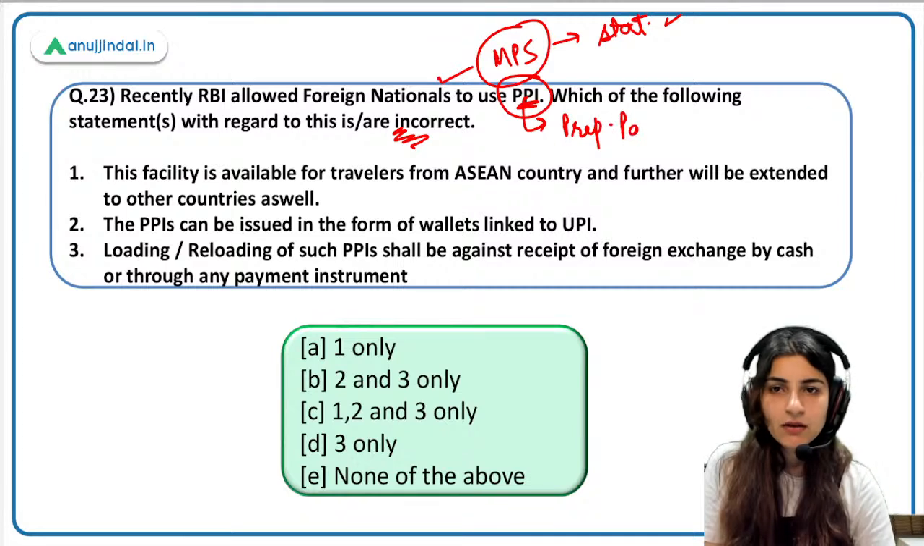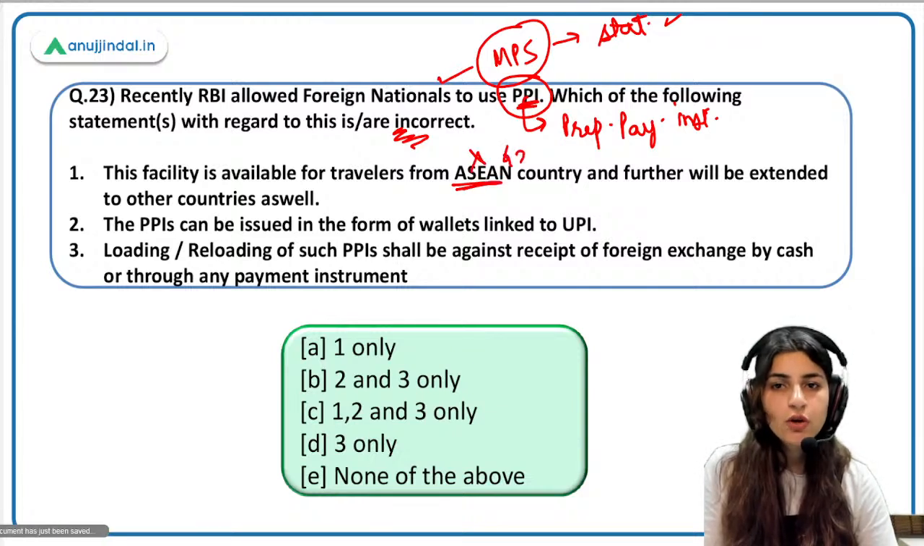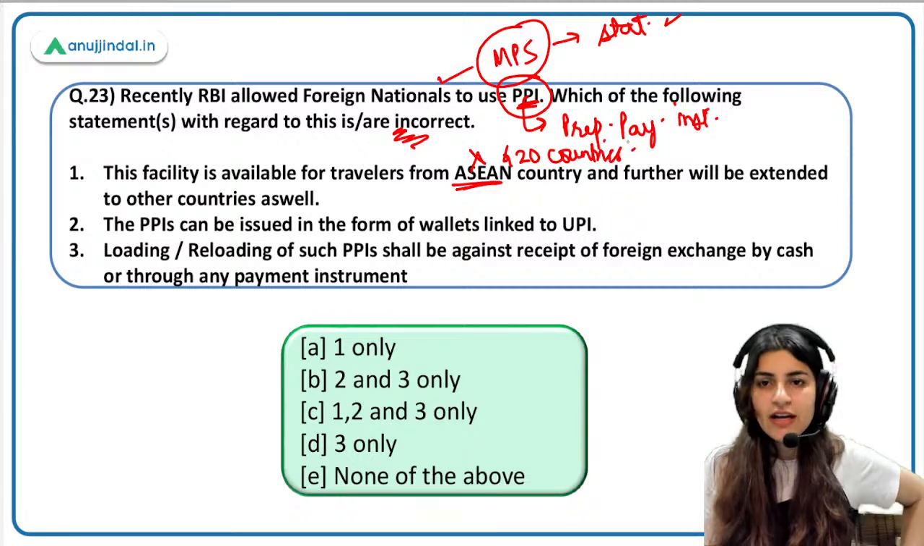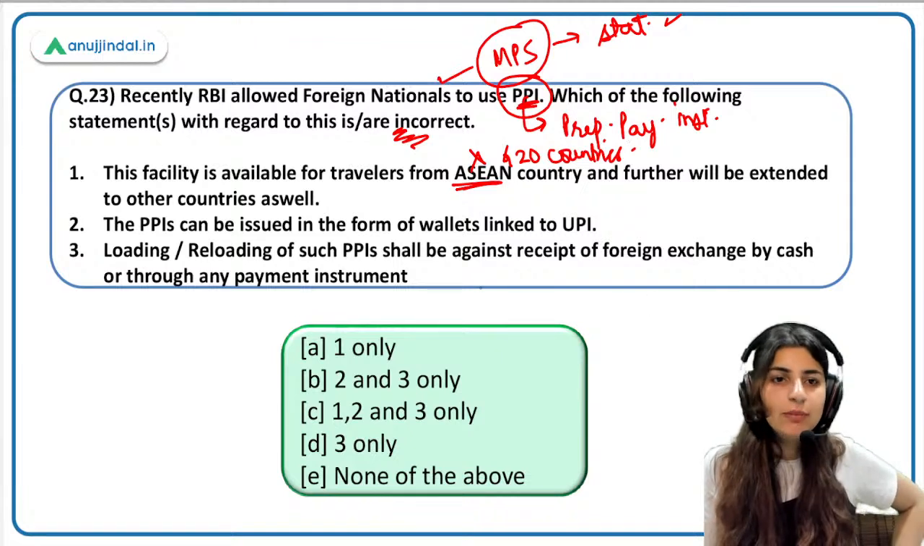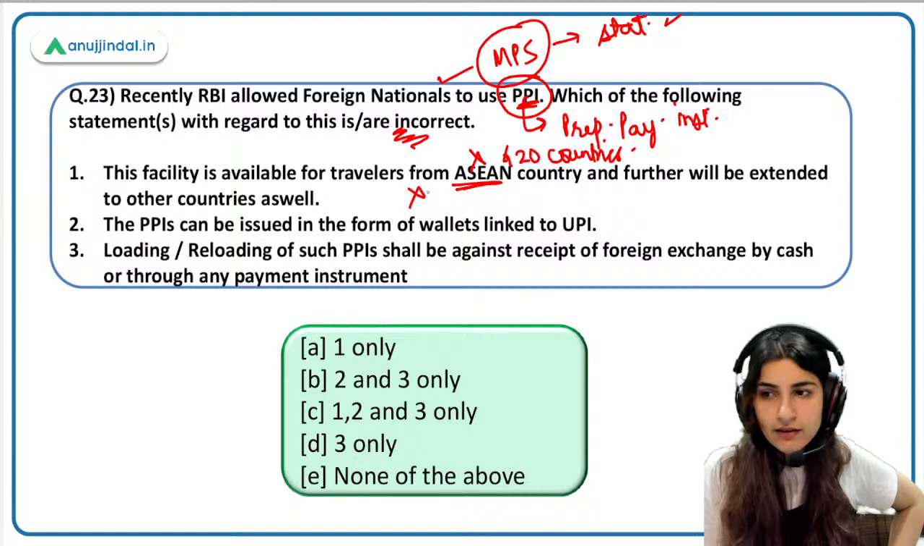Prepaid payment instruments. This facility is available to travelers from Asian countries? No. It was for G20 countries. We all know India is holding the presidency of G20 for the next 1 year. And this will be extended to other countries. The correct answer here is, so this statement is incorrect. G20 countries के लिए था.